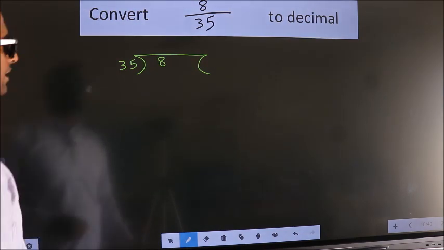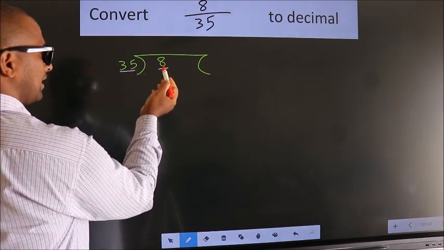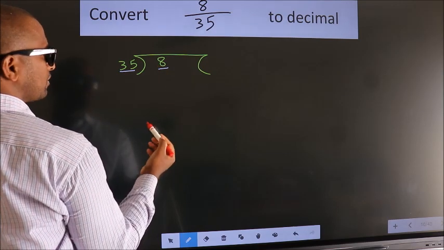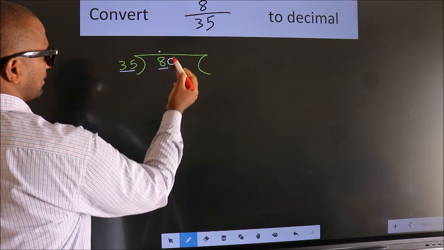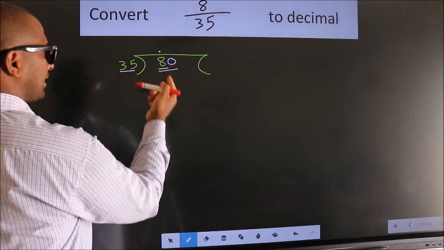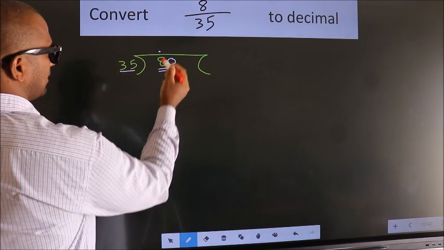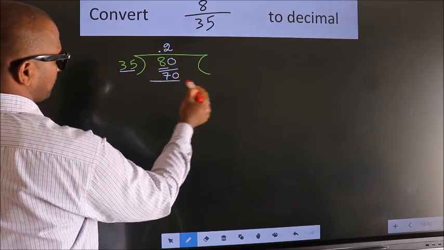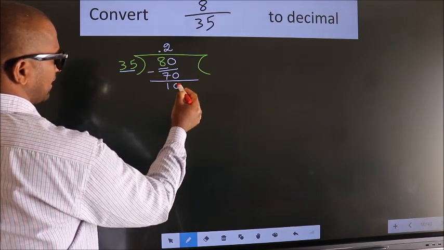Next, here we have 8, here 35. 8 is smaller than 35. So what we should do is, we should put a dot here, and take 0 here. So 80. A number close to 80 in the 35 table is 35 twos, 70. Now we should subtract, we get 10.